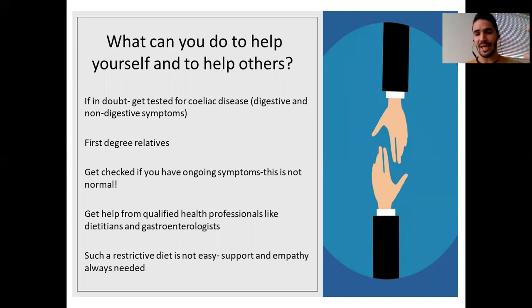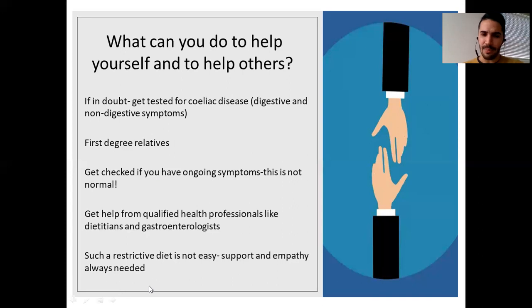So we really need you to come forward and say, look, I've got ongoing symptoms, so we can first identify if you're following the diet properly, and if you are, we need to do some more checks. That's why it's really important that you get help from qualified health professionals like dietitians and gastroenterologists who really understand this condition and can help you in the right way and signpost you towards the right tests or other health professionals that can support you.